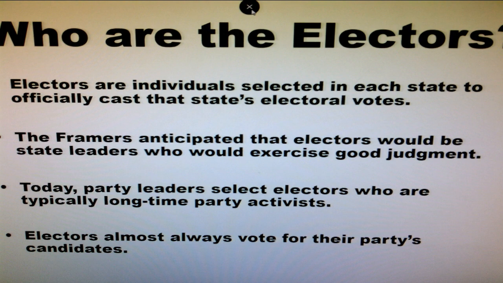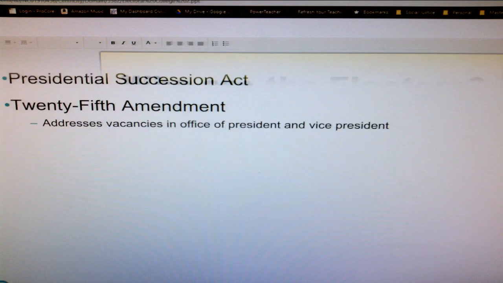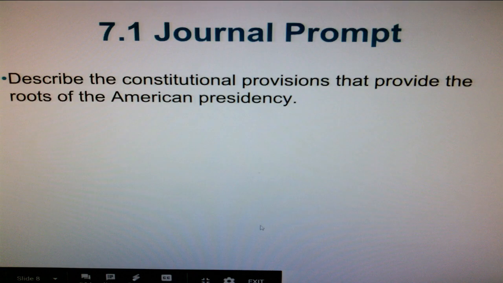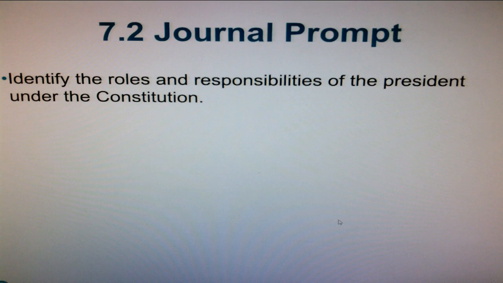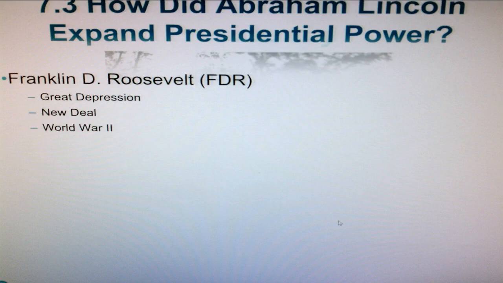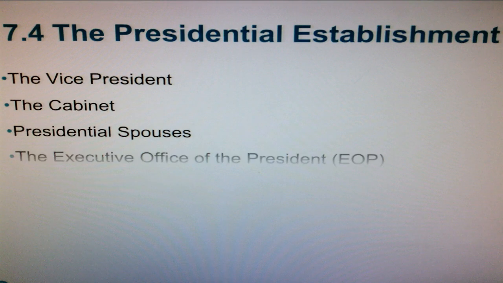Now, we're going to move on here, back to the regular PowerPoint. If there's not a majority in the Electoral College, the House of Representatives chooses the president, and the vice president is chosen by the Senate.